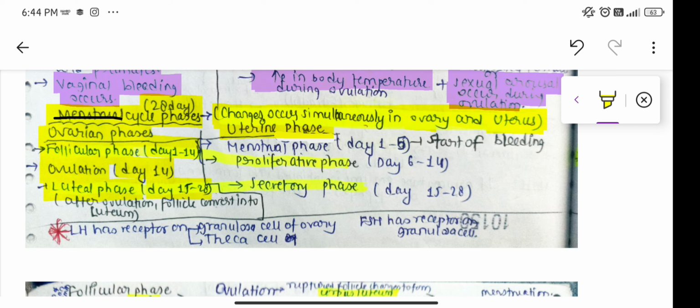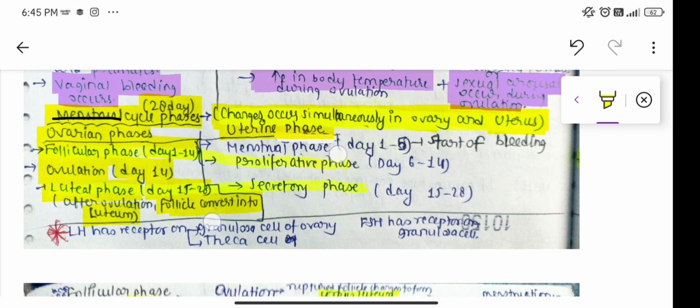After ovulation the follicle will convert into the corpus luteum. If pregnancy occurs, if fusion of the male and female gamete occurs in the ampulla of the fallopian tube, then this corpus luteum will convert into the corpus luteum of pregnancy. But if there is no fusion, then the corpus luteum will start to degenerate after the 25th day of the menstrual cycle.